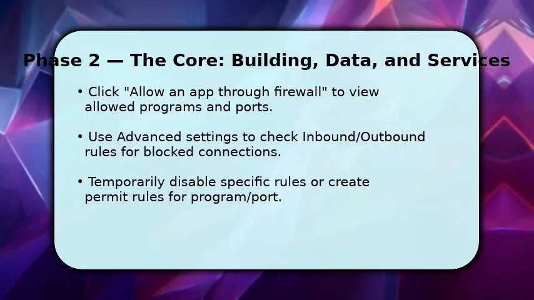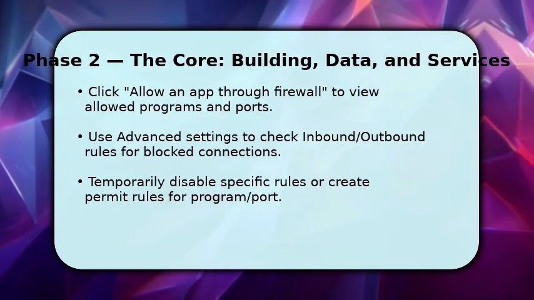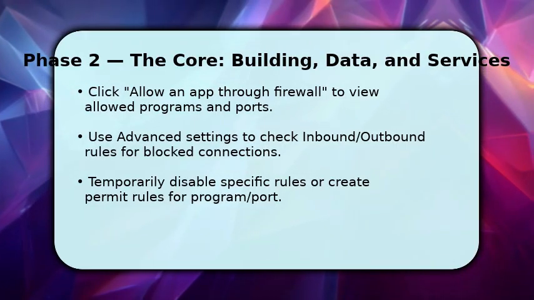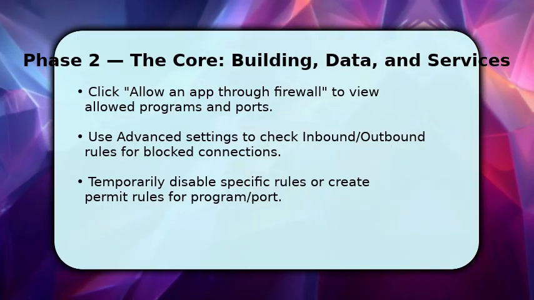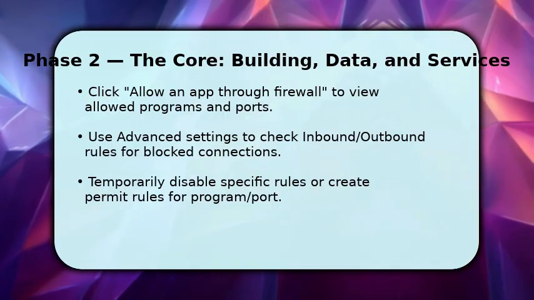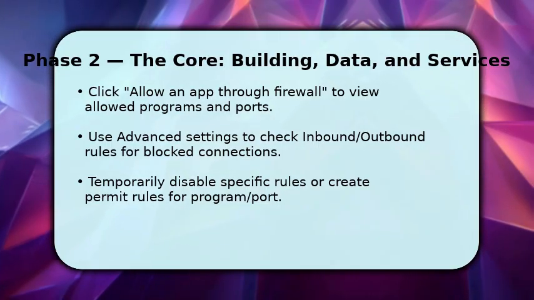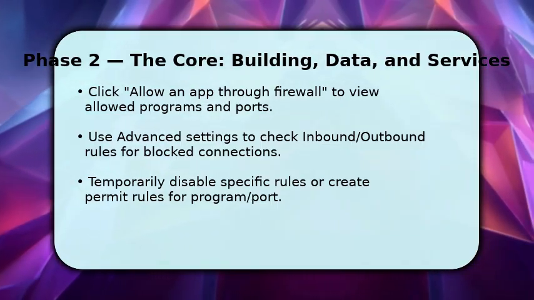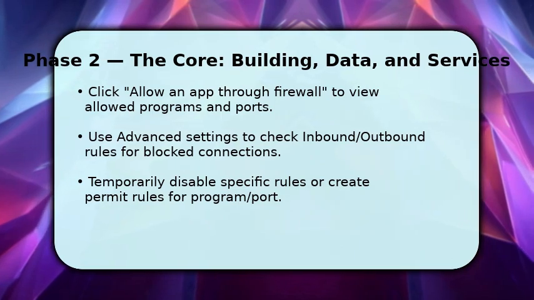Then open Advanced Settings to examine inbound and outbound rules in detail, because a single blocked port or wrong rule scope can stop traffic. Once you find the offending rule, disable it or properly edit the rule's program, protocol, port, and scope to match your network. Make sure to use specific rules rather than blanket disables to reduce security risk.